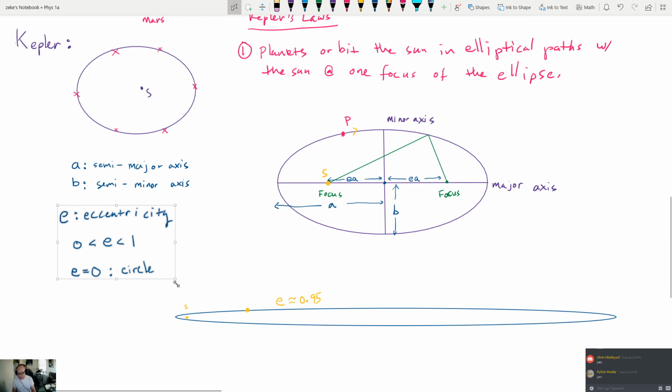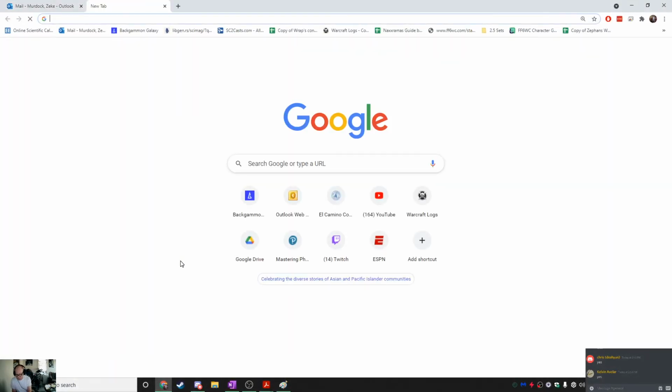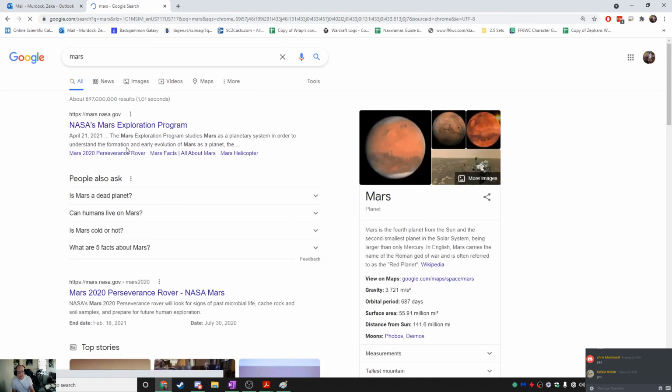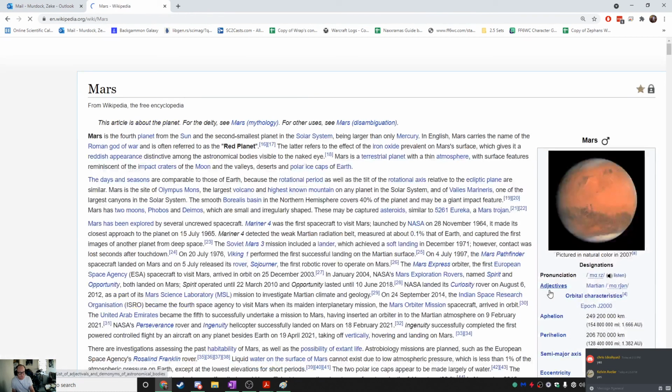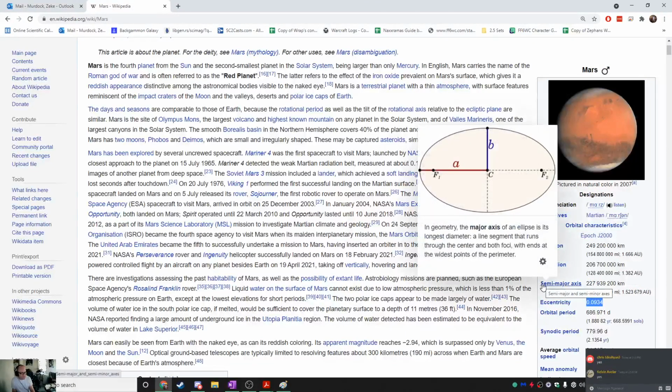Now, it turns out if you go and look up, we're going to look at the moon and Mars, I think. I'm just going to search for Mars, and we're going to go to Wikipedia. And normally on Wikipedia, here it is. It shows you the eccentricity. So this is the eccentricity of Mars. It tells you other things too, like here's the semi-major axis that we just described, right? And if you mouse over, there's a picture of what an ellipse looks like that we just also drew, right?